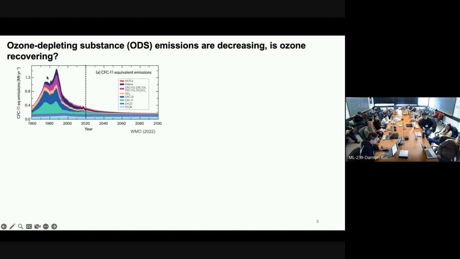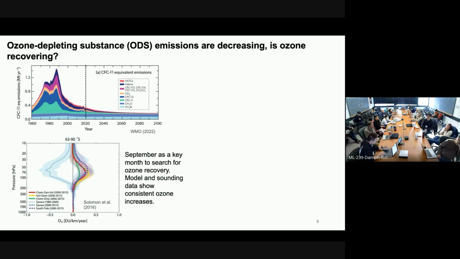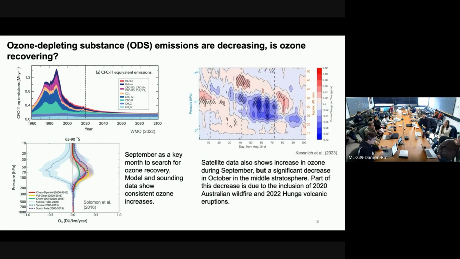The ozone depleting substance, ODS, emissions have been decreasing since the 1990s, and ozone is recovering over Antarctica. Solomon et al. in 2016 showed that September is a key month to search for signs of ozone recovery, and both the model simulations and sounding data show consistent ozone increases in September in the lower stratosphere. A recent study using satellite data also found that in September we can see ozone recovery in the lower stratosphere, but they also noticed a significant ozone decrease in October, especially in the mid-stratosphere.